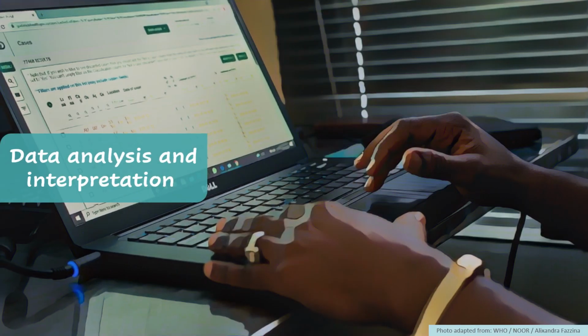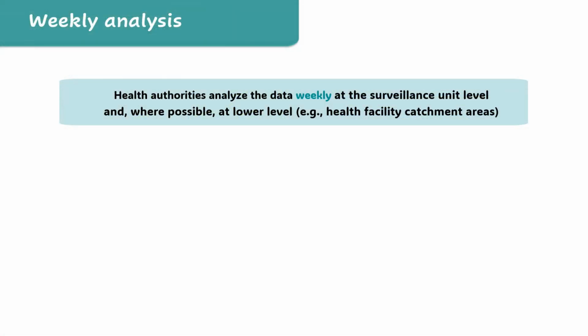Moving on to the next core function of health authorities in cholera surveillance, let's look into the analysis and interpretation of surveillance data when the surveillance objective is to monitor an outbreak. To monitor a cholera outbreak, surveillance data and test results are analyzed on a weekly basis at the surveillance unit level and, where possible, at lower level, for example, at the level of health facility catchment areas.